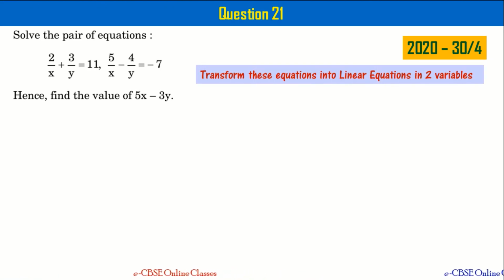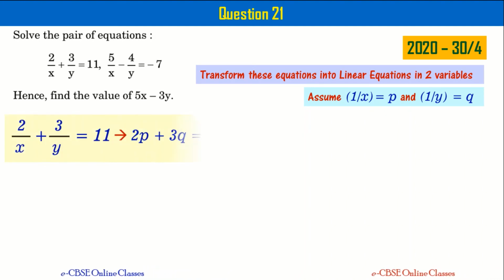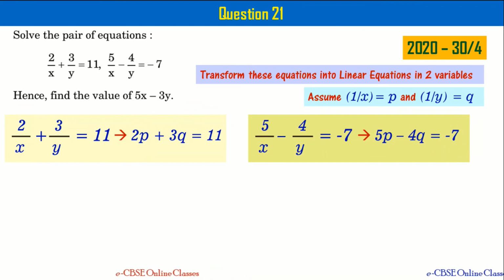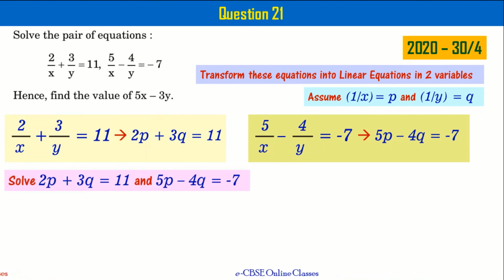As you see here, these equations are not linear equations, and we know how to solve linear equations, right? So let's transform these equations into linear equations in two variables. To do that, let's assume that 1 by x equal to p and 1 by y equal to q. When you do that, the first equation 2 by x plus 3 by y equal to 11 becomes 2p plus 3q equal to 11. The second equation is going to be 5p minus 4q equal to minus 7. Now let's solve these two equations.